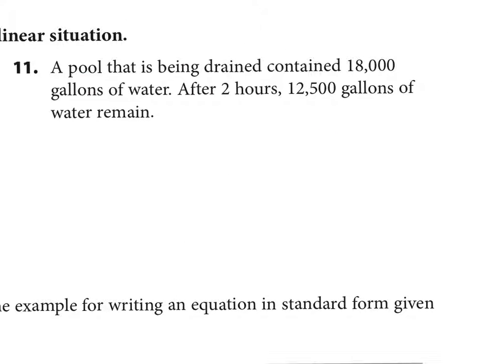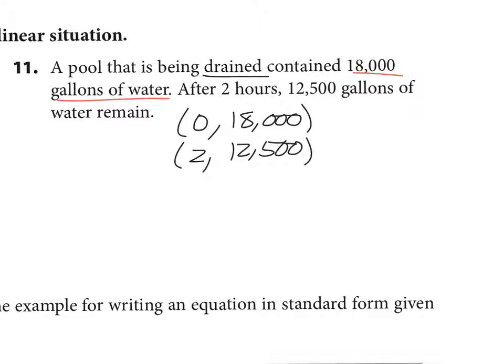Alright, one more problem, number 11. A pool that is being drained contains 18,000 gallons of water. Okay, 18,000 gallons of water. After 2 hours, 12,500 gallons of water remain. Okay, so there's something we got to figure out here. We started, so our starting value was at 0, we had 18,000 gallons. After 2 hours, we had 12,500 gallons. So it's like having 2 points here, where this is our y-intercept. That's our B because it's our 0 term.